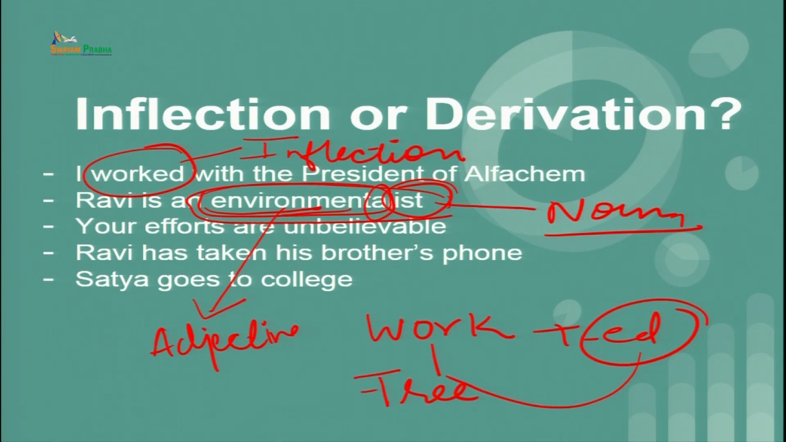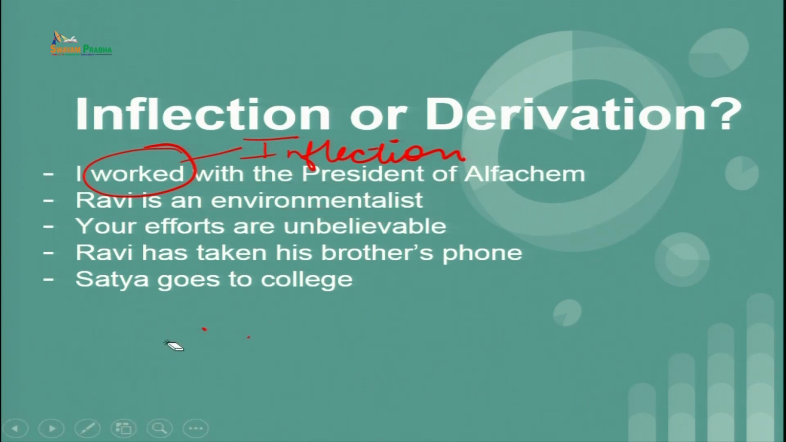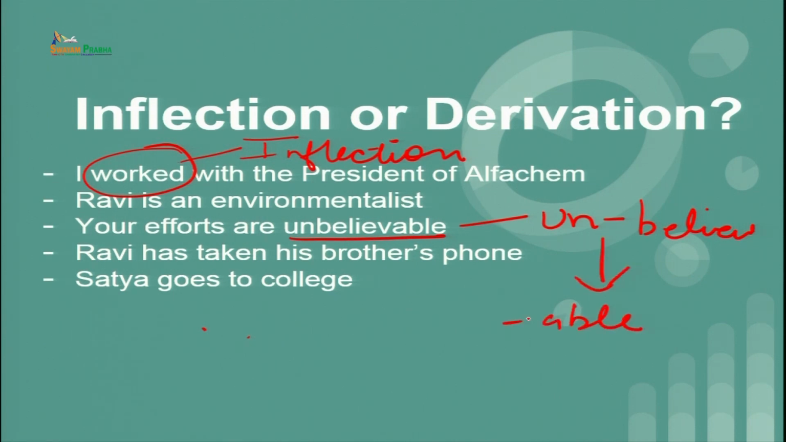Right. In the next example, it is written, your efforts are unbelievable. Now, in this word unbelievable, you see that it is composed of un and it is also composed of believe, plus there is a suffix which is ble.